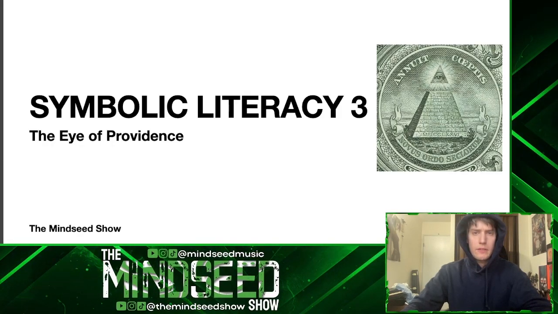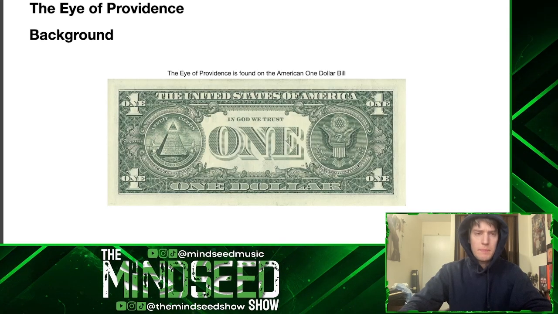This is Symbolic Literacy Lesson 3, The Eye of Providence. Let's begin with some background information about the symbol. The Eye of Providence is primarily found on the American $1 bill, pictured here.